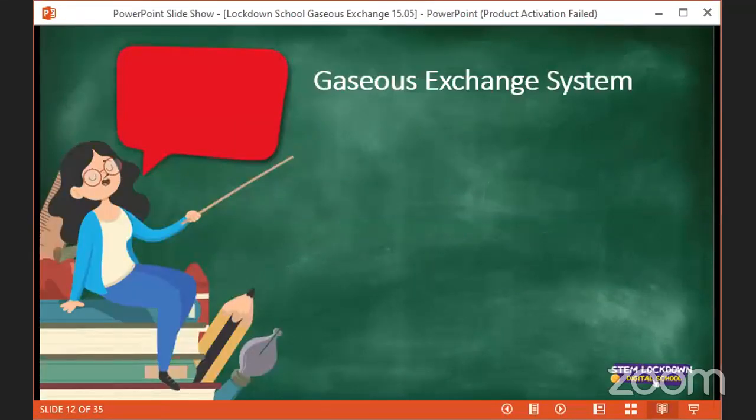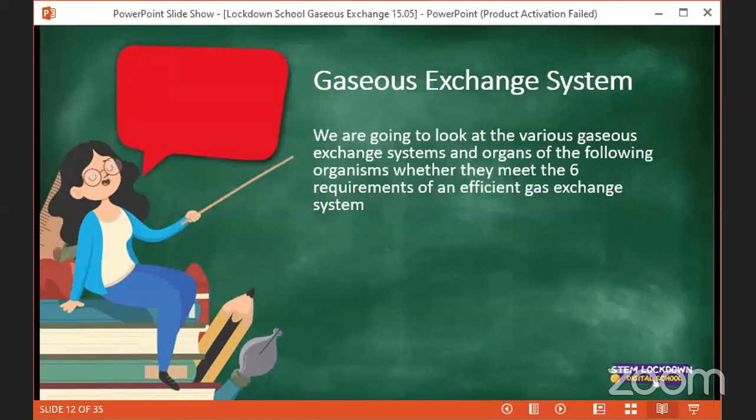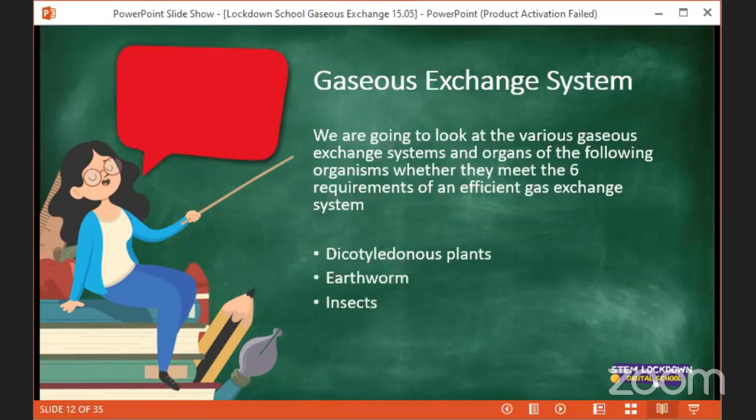Okay, so now let us look at gaseous exchange systems. So we are going to look at various gaseous exchange systems and organs of the following organisms, whether they meet the 6 requirements of an efficient gas exchange system. And so the first organism that we're going to look at is your dicot plants. Secondly, the earthworm, the insects, bony fish, and lastly, mammals, which we will hopefully cover in Monday's lesson, right?